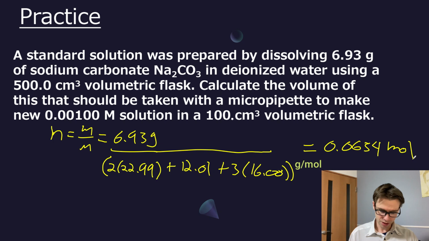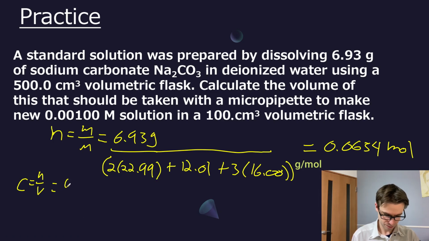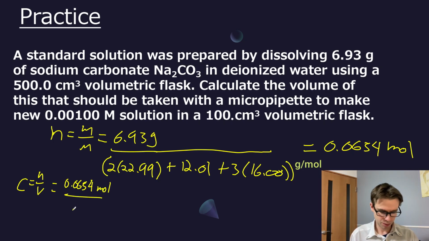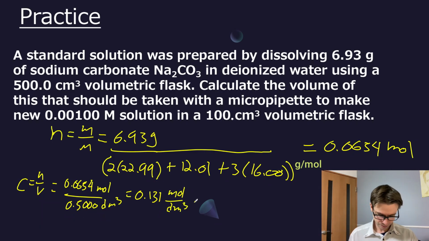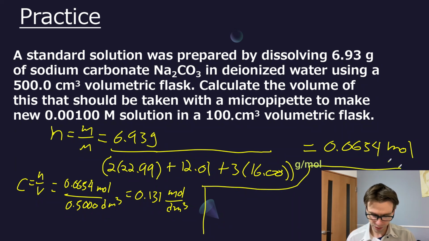Alright, then what would the concentration of the solution made be? n over V, always n over V. We're in 500 centimeters cubed this time. That's 0.5 decimeters cubed. So this will come out to about 0.131 mole per decimeter cubed. Okay, and then we'll do our dilution. I'll just make a little area over here for this.